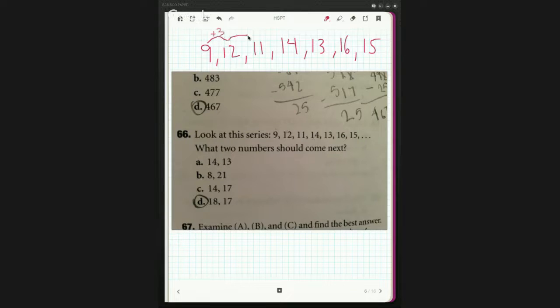Plus 3, minus 1, plus 3, minus 1, plus 3, minus 1. So the next one would be plus 3, which would be 18, minus 1. Okay, good. I like that one. And there we go. So the answer is indeed correct, 1870. Plus 3, minus 1, plus 3, minus 1, on down the line.